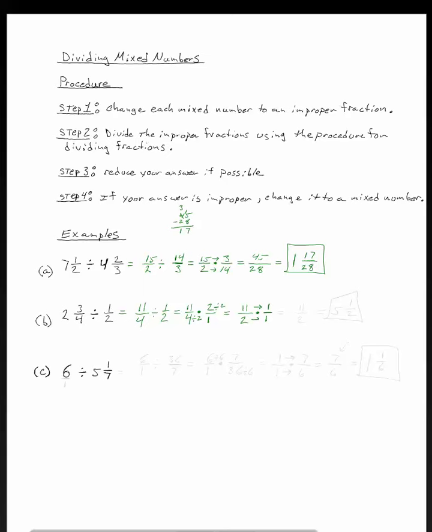And now we multiply straight across. 11 times 1 is 11. 2 times 1 is 2. 2 will go into 11 5 times, and 5 times 2 is 10. So 11 minus 10 is 1. So it's 5 1/2.